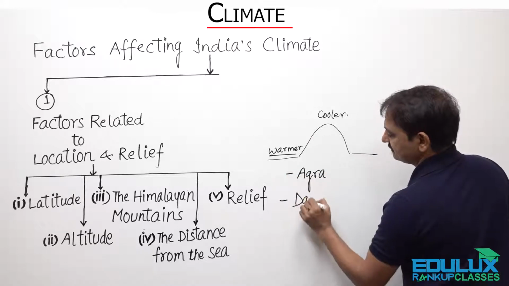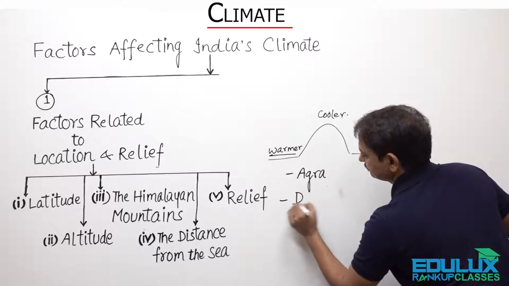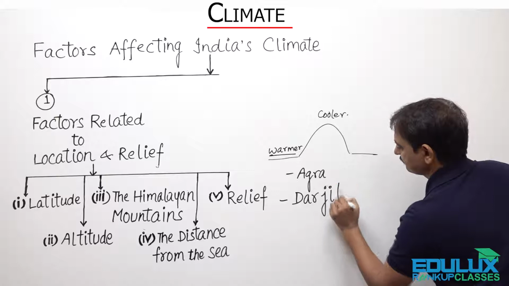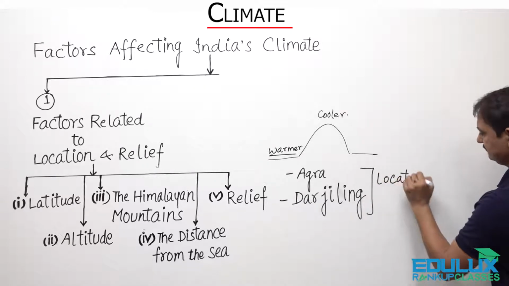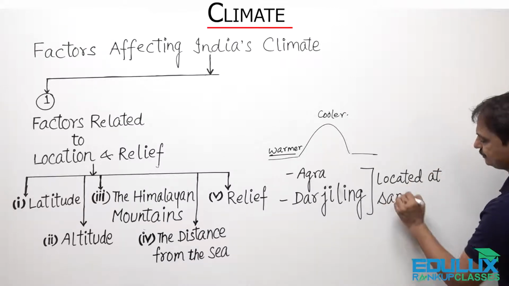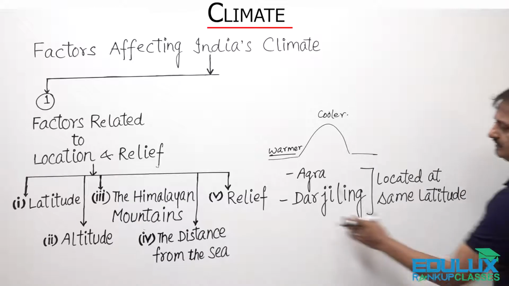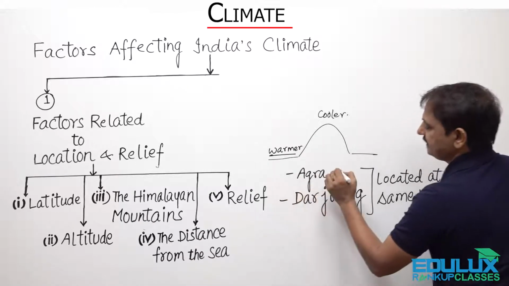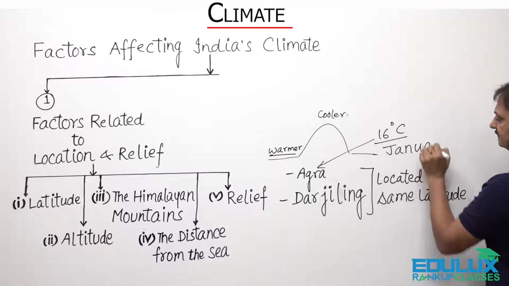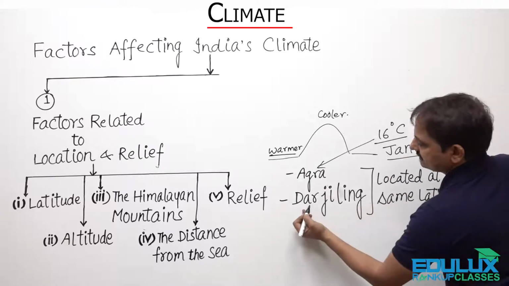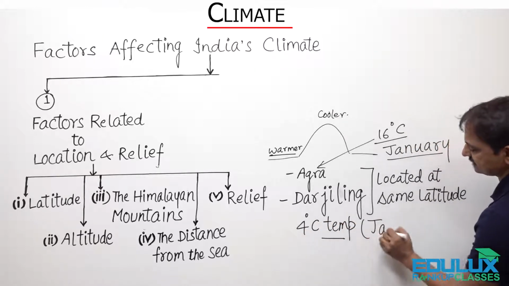and also Darjeeling, right? Both are located at the same latitude. But the temperature in January here in Agra is around 16 degrees Celsius. Clear? While in Darjeeling, it is 4 degrees Celsius in the month of January.